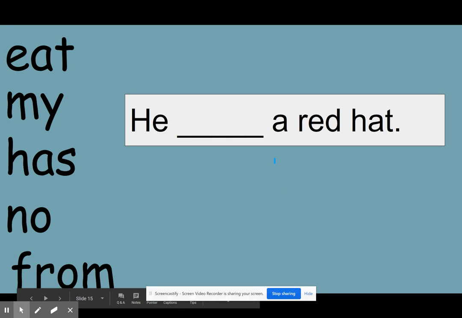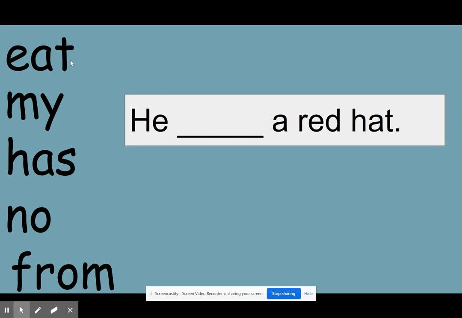Okay, so here is our next sentence. I'll give you a second to look at it. See if you can figure out what it says. See if you can figure out the missing word. Write it on your board. And then if you need a little bit of help, I'll walk you through it, but try first on your own. Okay, so we have our sentence that says, he blank a red hat.